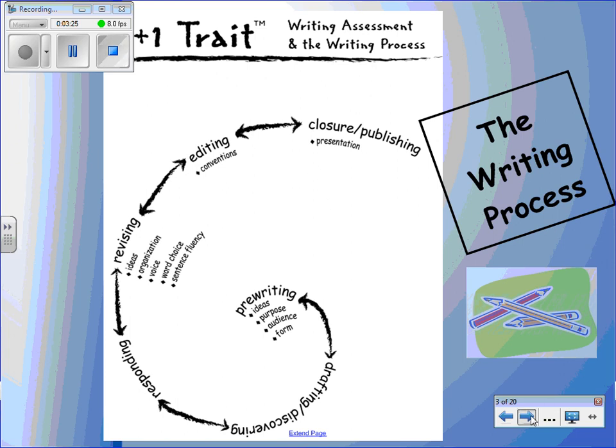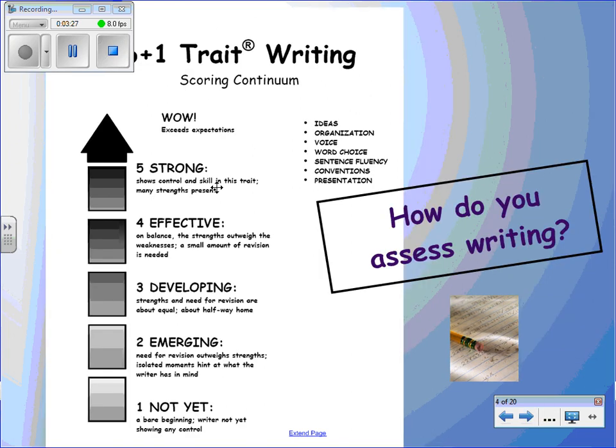Next slide. Here's just the writing traits continuum. Don't really pay attention to it, because I score on a 6-point scale, and this is a 5-point scale.